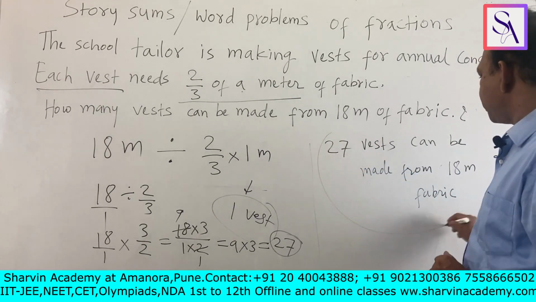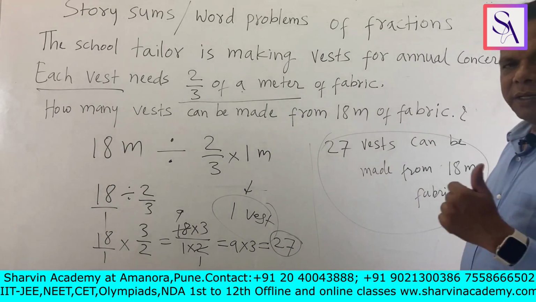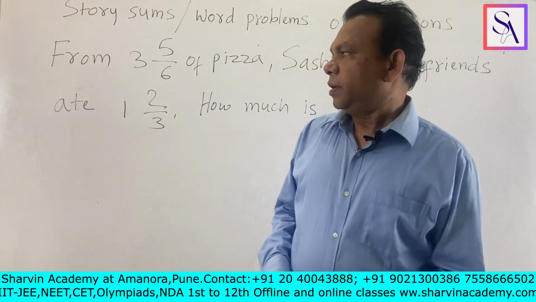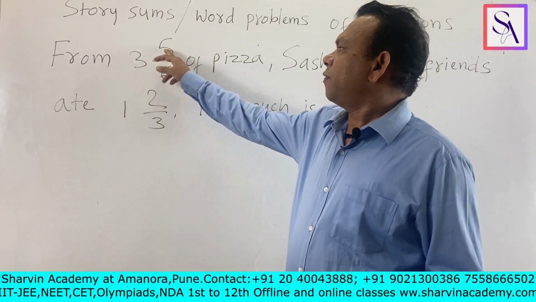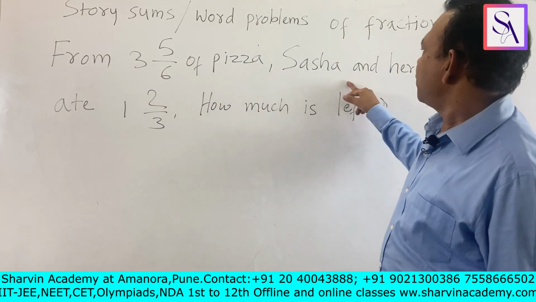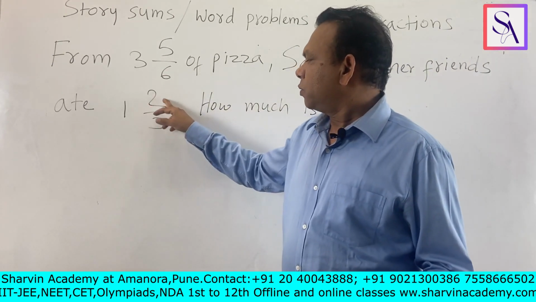This is our answer. 27 vests can be made from 18 meter fabric. Got it? This is how you need to solve story sums. Take another example. From 3 5/6 of pizza, Sasha and her friends ate 1 2/3.